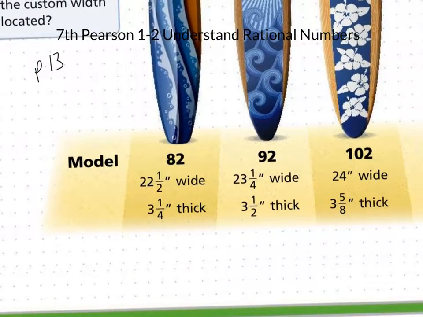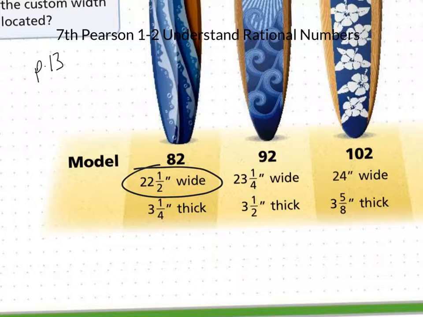So you can see that 82 is 22.5 inches wide. The thickness we're not worried about here, so we don't have to worry about that number. And then the 92 is 23.25. So we're looking somewhere between 22.5 inches and 23.25 inches. What could be a possibility?